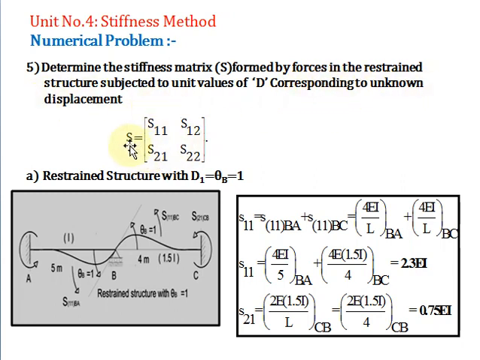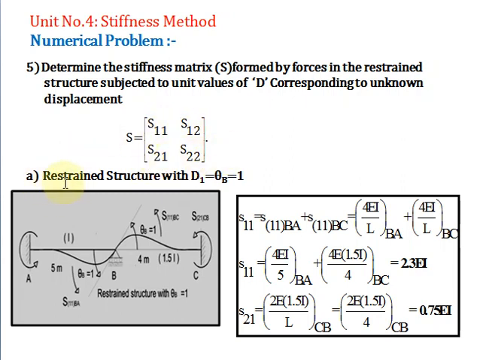Now here I have written that stiffness matrix S equal to, it is of 2 by 2. Why is it 2 by 2? Because our unknowns are 2, theta B and theta C. As the unknowns are 2, the size of the stiffness matrix is 2 by 2. Now here one by one we have to find out S11, S12, S21 and S22.